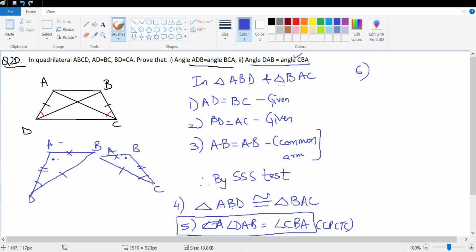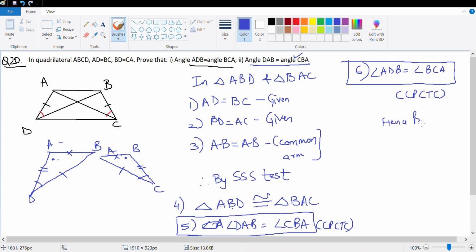Let's look at this ADB. So angle ADB is equal to angle BCA. Again, CPCTC. Highlight the question, highlight what they wanted, hence proved. Done. So let's look at the homework questions for you. The homework questions for you would be question 14, question 15, question 17, and question 18.